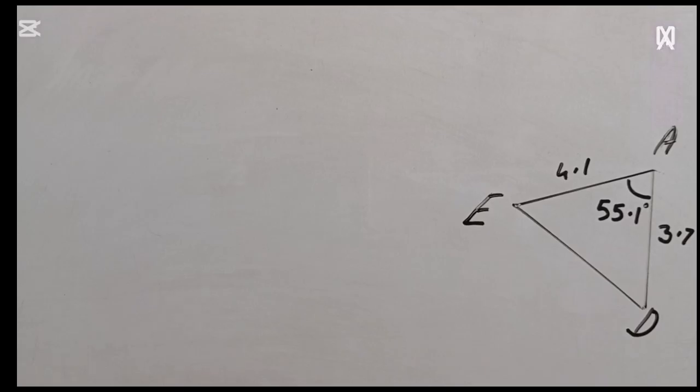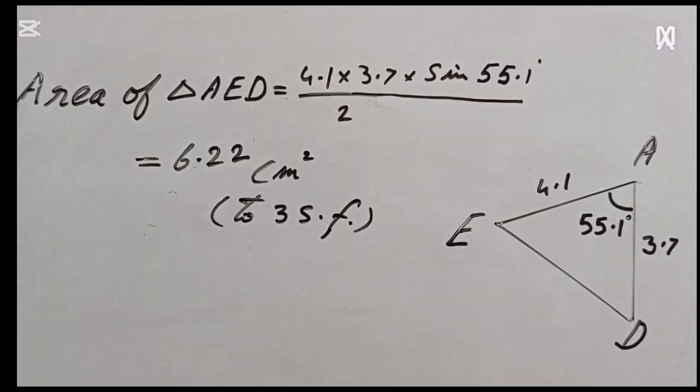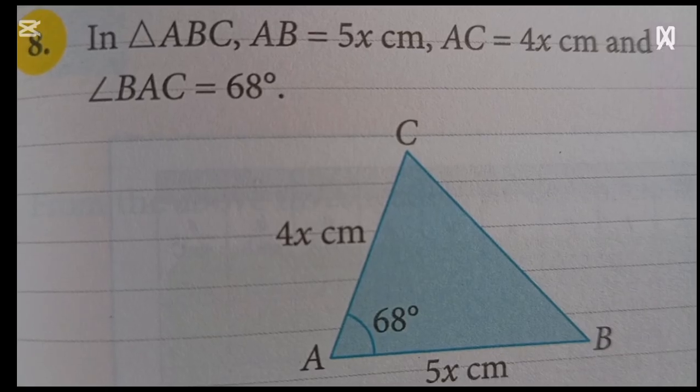Part C focuses just on the triangle AED. To find out the area of the triangle AED, using the formula we have found the area of the triangle AED equal to 6.22 centimeters square. Now statement of question number 8.